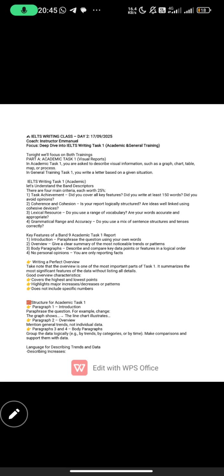Okay, now the structure of the task one, I've said that before. Your introduction: the chart shows, the chart illustrates. For paragraph 2, the overview, 3 and 4 body paragraphs, like that. Now look at the language and trends in data. If you are describing something that's increasing or something that increased on the graph, these are the terms you use.